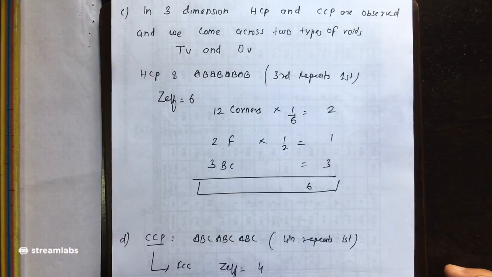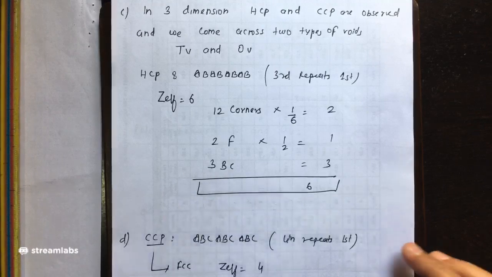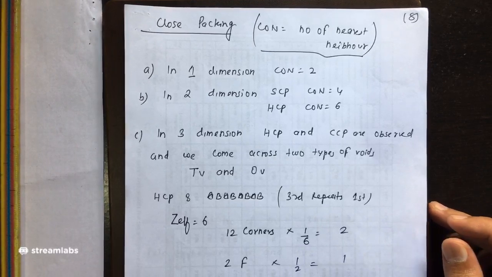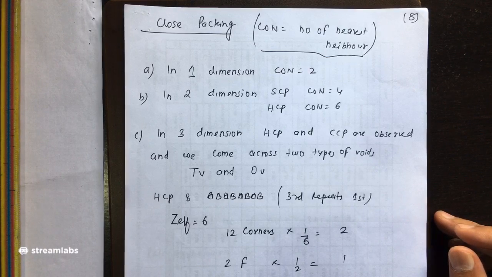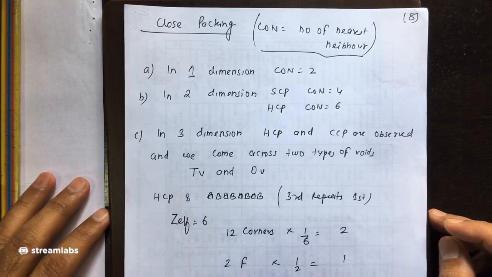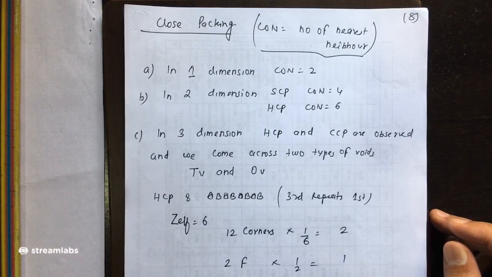Next we come on to the close packing. What is close packing? Close packing means arrangement of the atoms or the spheres efficiently. That is called close packing. Here we talk about coordination number, and that coordination number is nothing but number of nearest neighbors. How many neighbors are there nearest to me? That is called coordination number. If you talk about one dimension, coordination number is equal to 2. That is a linear packing we say.